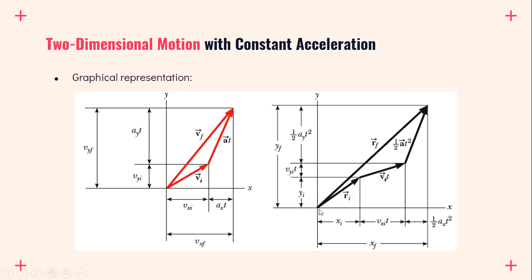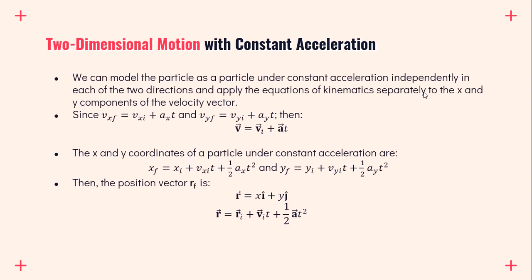So we suppose that this is our Ri, or initial position. So Ri plus Vit plus 1/2 At squared. So if we get the resultant of the three vectors, we have the Rf. So we can see that in this equation.